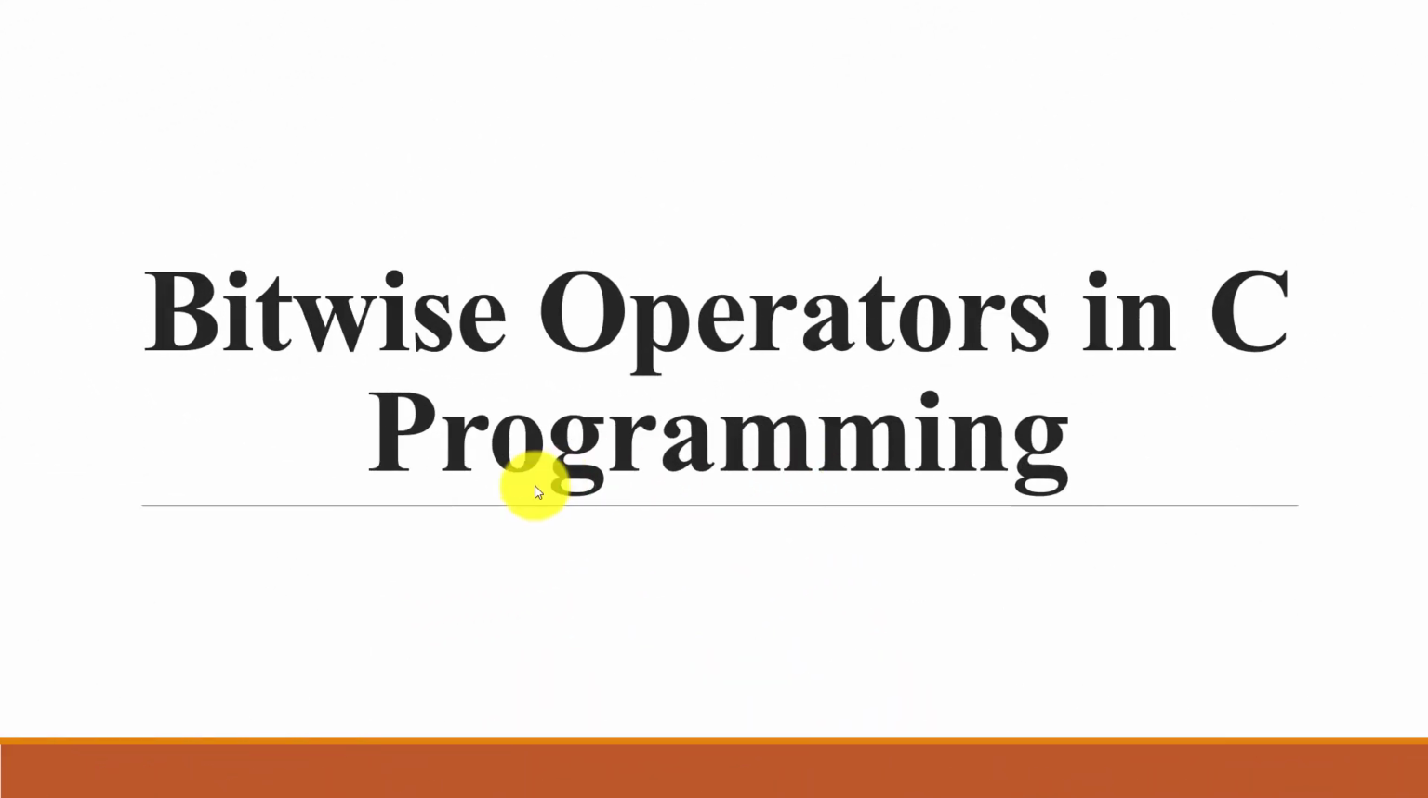Friends, in the series of C programming, till now we discussed operator types. In the last video, we discussed what is arithmetical operator and what is relational operator. Now in this video, we're going to discuss the next operator type, that is bitwise operators in C programming. So let's start.